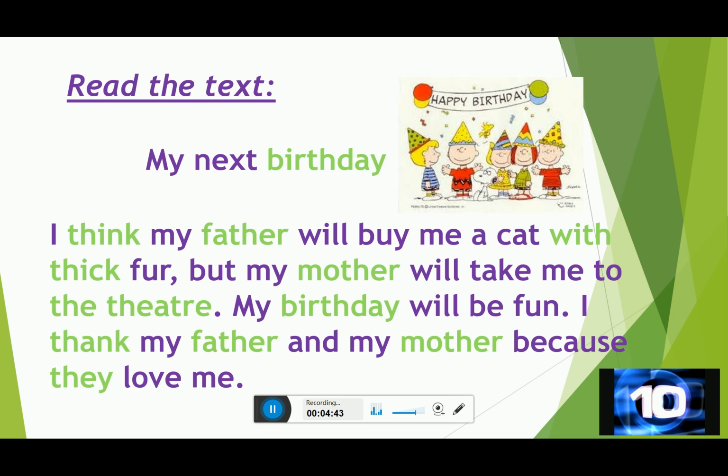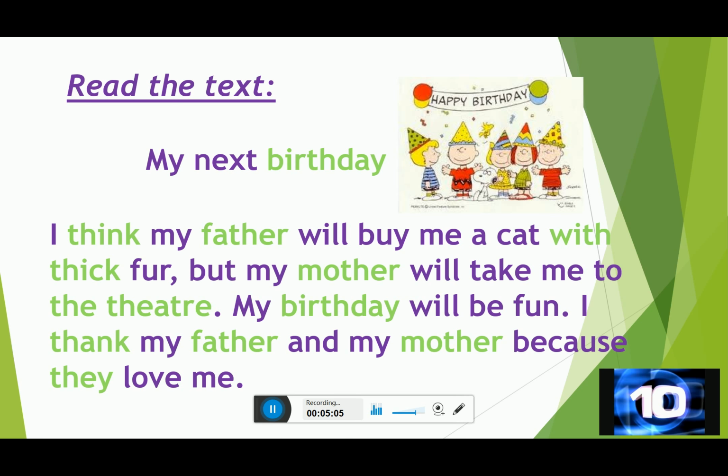My next birthday. I think my father will buy me a cat with thick fur, but my mother will take me to the theater. My birthday will be fun. I thank my father and my mother because they love me.